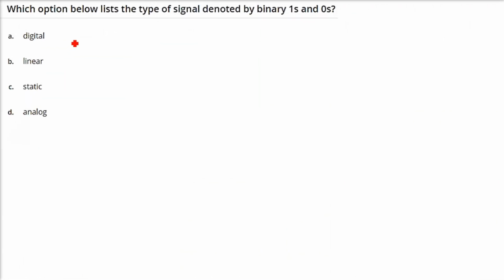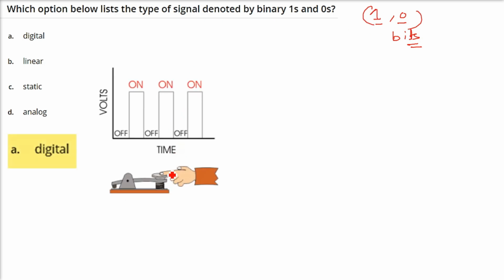Which option below lists the type of signal denoted by binary 1s and 0s? If you have a 1 or a 0, then this type of signal carries only this information. Computers and all these digital devices only understand bits. So the type of signal denoted by binary ones and zeros is, of course, digital. Digital is like the switch in your house. You switch on and you switch off. Switch off means you are talking about 0 voltage. Switch on, you are talking about say plus 5 voltage. So this is how 0 and 1 are formed.